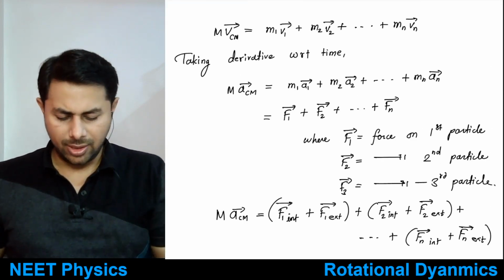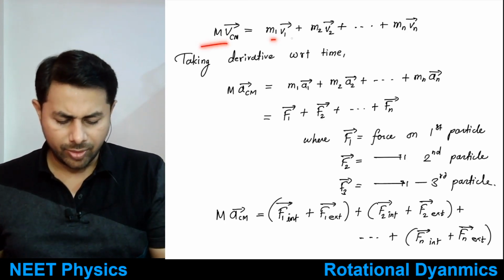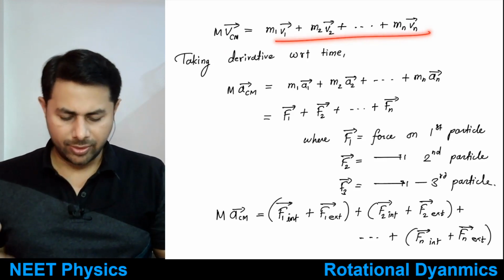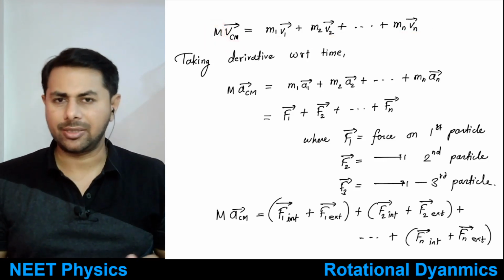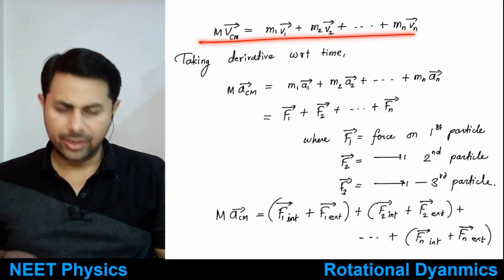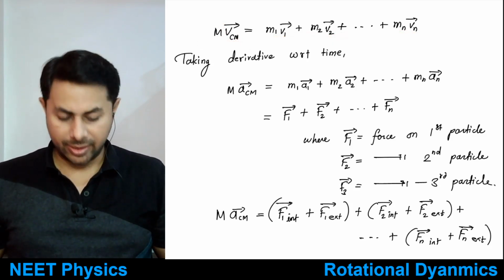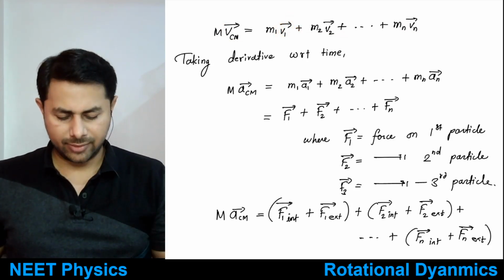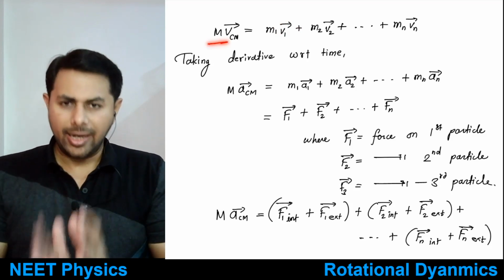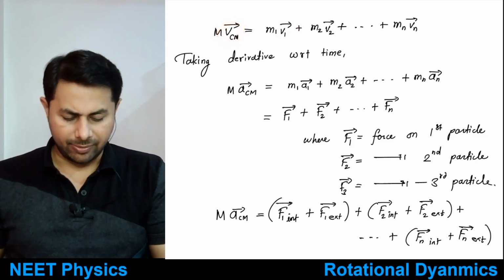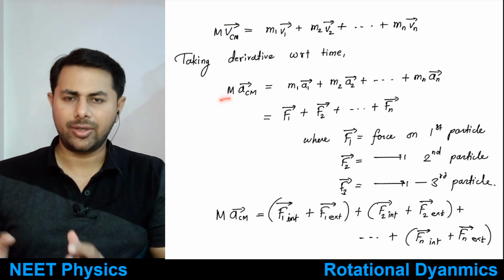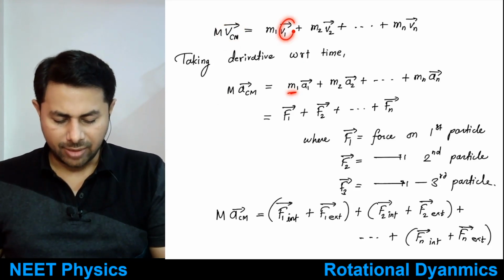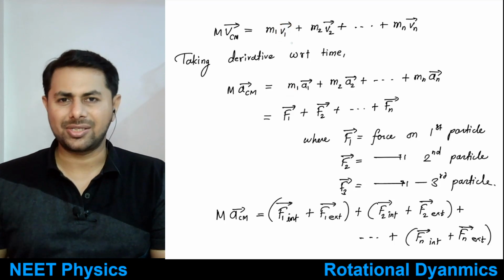Now we have the sum of momenta of all particles, the momentum of each and every particle. If you add it up, then you get the mass of the body times the velocity of center of mass. Now you take another derivative with respect to time, then what do you get? Again, mass we can move outside, it is just dv by dt, right? So mass multiplied by the derivative of velocity with respect to time is acceleration. So you get the mass of the body multiplied by the acceleration of center of mass is equal to the mass of the first particle multiplied by dv1 bar by dt, that is the acceleration of the first particle.